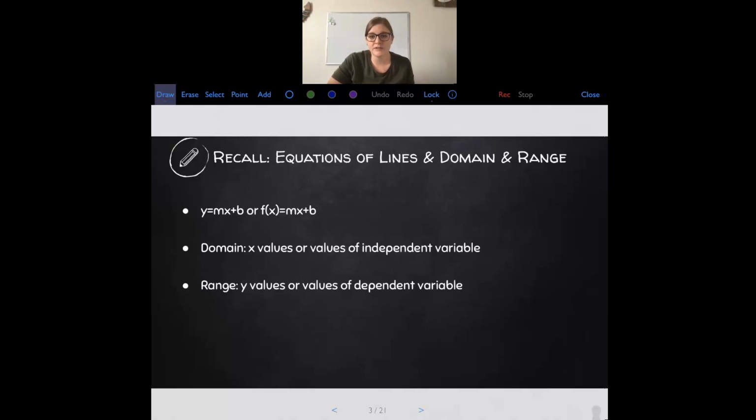Our equation of a line in slope-intercept form is y equals mx plus b, or using function notation, f of x is equal to mx plus b. With f of x, it means f is a function of x. X is our independent variable, and y is our dependent variable. So y depends on x.